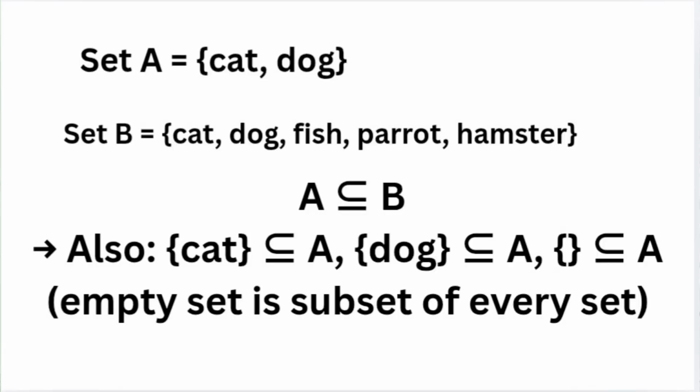The third example, pets in a house. The first set, A: cat and dog. The second set, B: cat, dog, fish, parrot, and hamster. A is a subset of B. Also, {cat} is a subset of A, {dog} is a subset of A, and the empty set is a subset of A, because the empty set is a subset of every set.